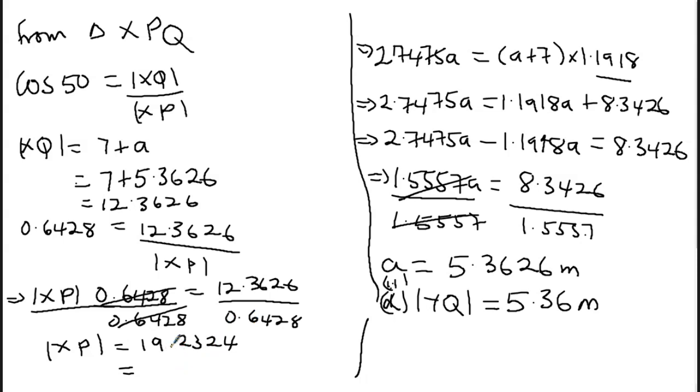We were asked to correct our answer to two decimal places. So you look at where the decimal point is. After the decimal point, we have 2, 3, 2. The third one is less than 5, so we ignore the rest. We're going to have 19.23 meters.